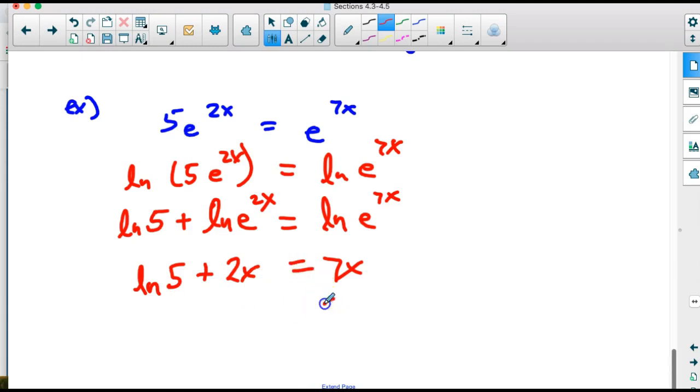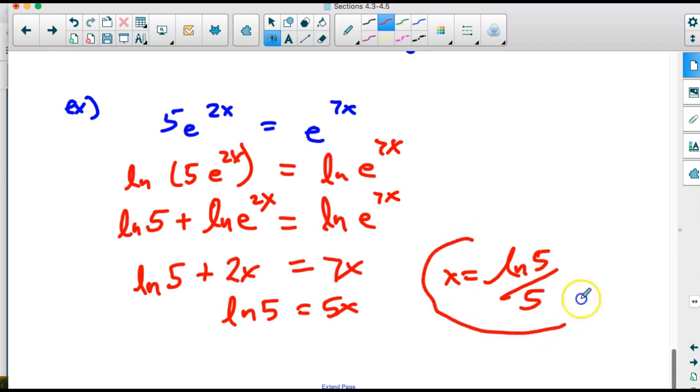We subtract the 2x, we get 5x equals ln of 5. So the answer is ln of 5 divided by 5. That's the exact answer to that problem.